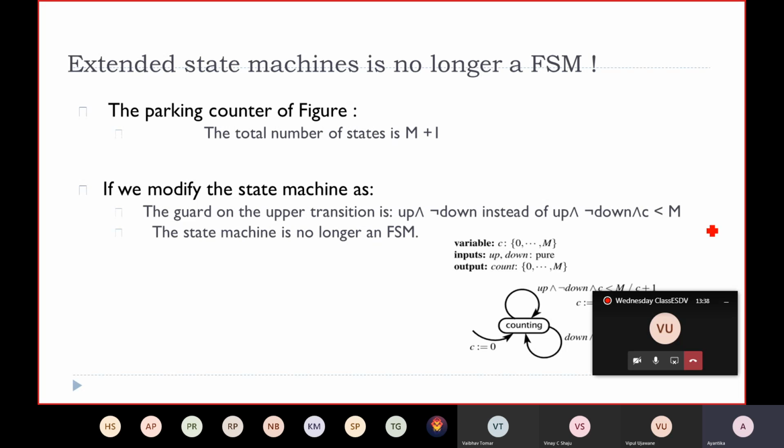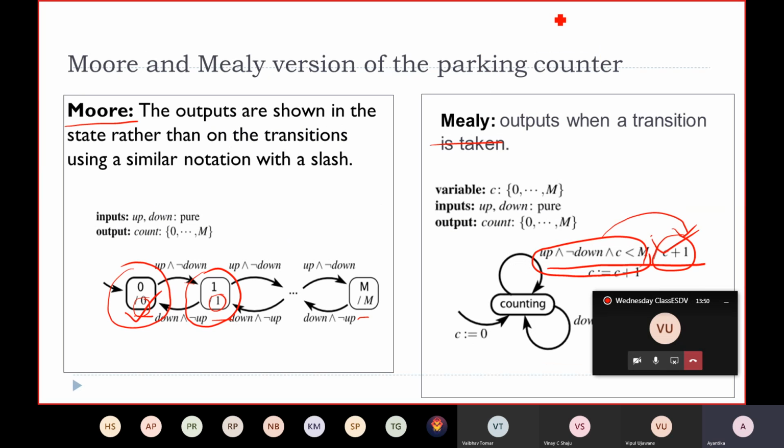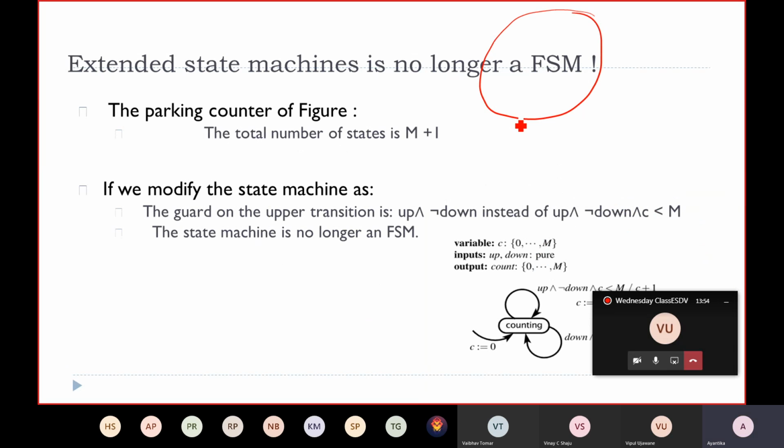Now, if you can see this title, extended state machines sometimes may no longer remain as FSM. This example can give you that idea. Let's go back to this example again. You remember what guard condition we have considered? Some guard condition related to up or down inputs.